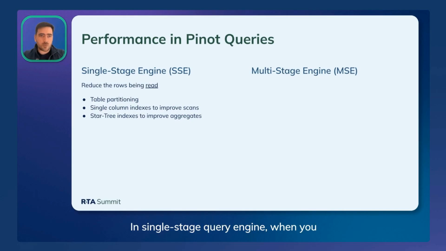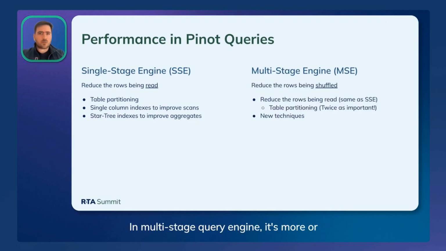In the single-stage query engine, when you want to improve the performance, you usually focus on reducing the number of rows you are reading from disk. And you can do that with different techniques like table partitioning, single column indexes, or StarTree indexes, which are used to improve the performance of some aggregates.